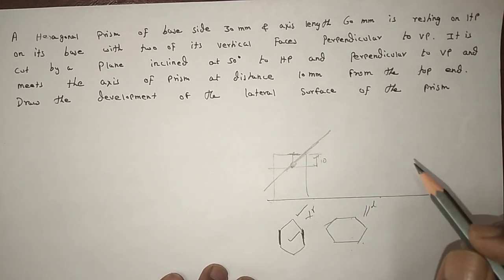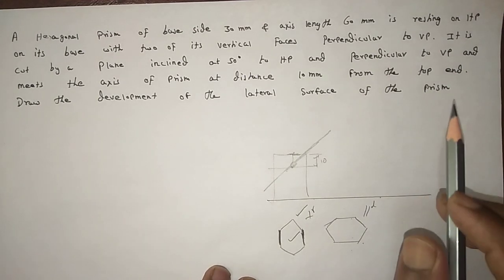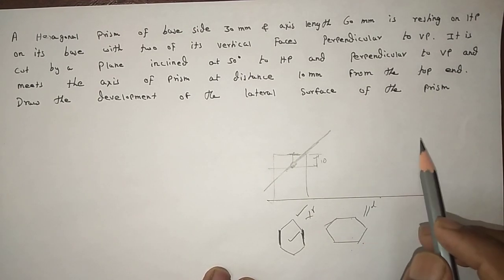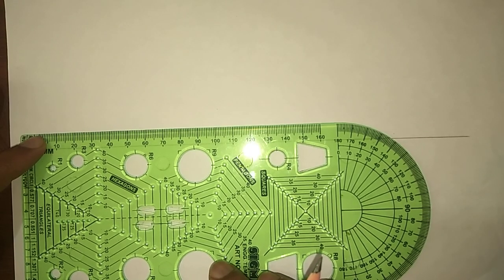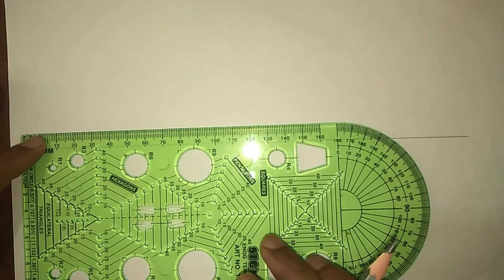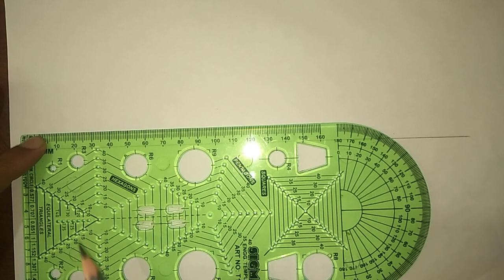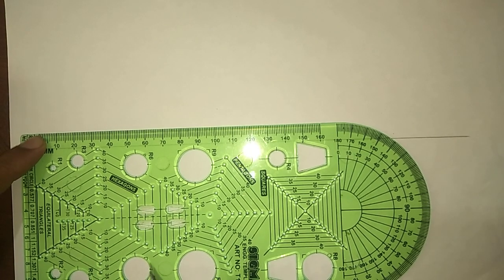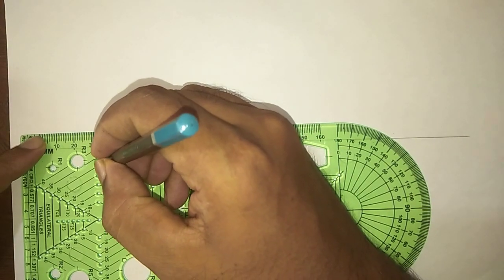Okay. So now we are going to solve the problem. They are asking to draw the development of the lateral surface for the prism. First, I am going to draw the true shape of the hexagonal prism. So first, I am going to draw top view of the object on the horizontal plane. The base side value is 30 mm.